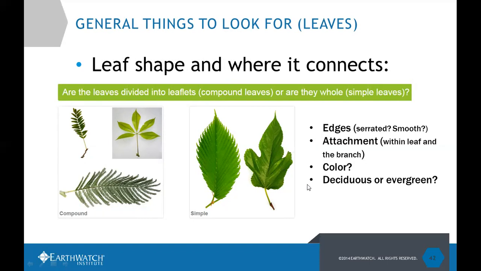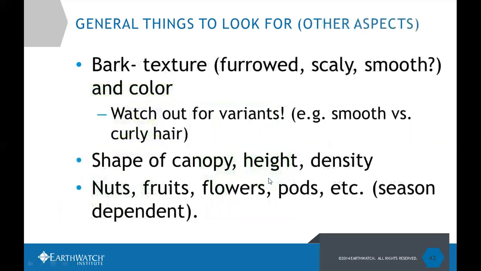Another thing to look at is whether it's deciduous or evergreen. Deciduous just means it loses its leaves periodically at some point in the season, while evergreen means those leaves will stay on the tree basically all year round. So those are the categories that you can look for when it comes to leaves.